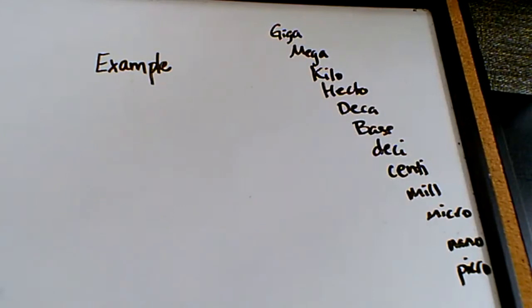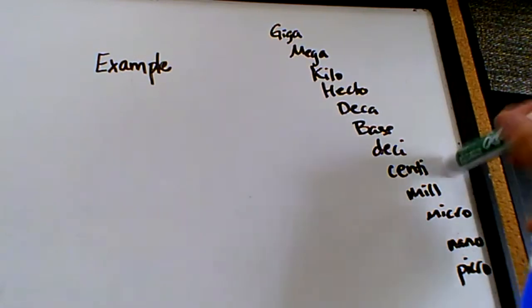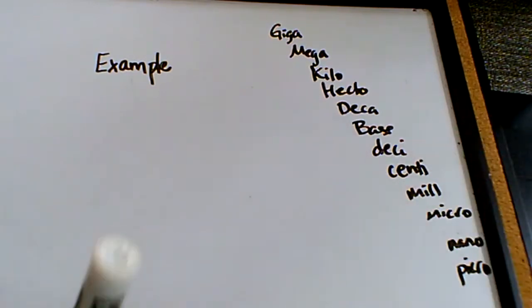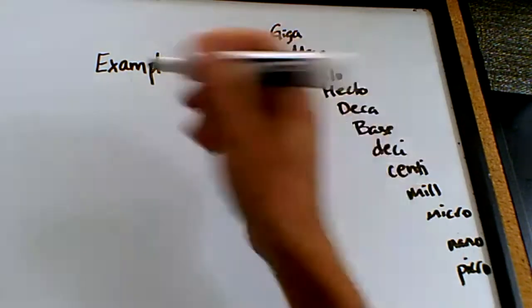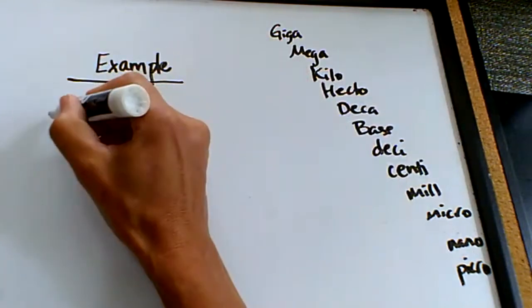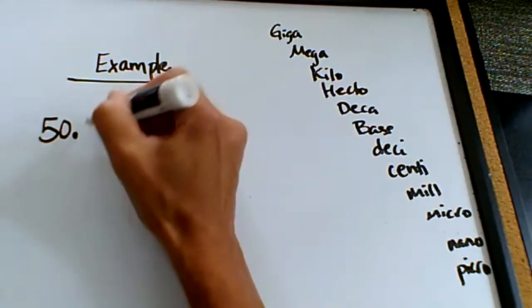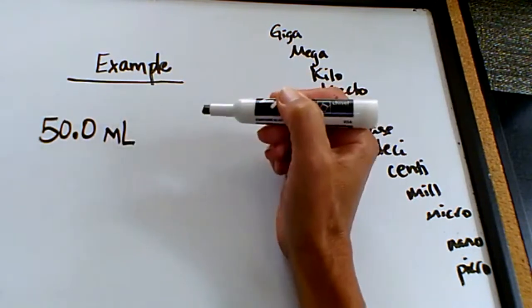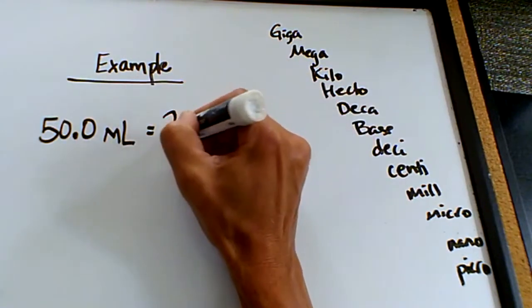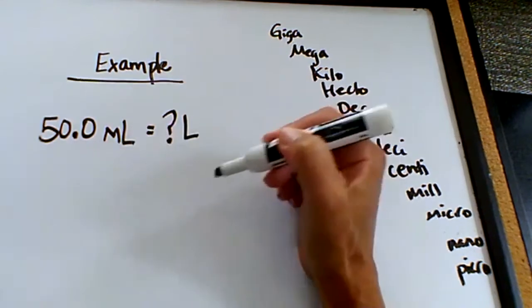Okay? So if you need to press pause and go get your chart right there, which I told you to rewrite nice and neatly. All right, let's go back to our example, guys. Let's say that we've got 50.0 milliliters. And I need to know how many liters is that.